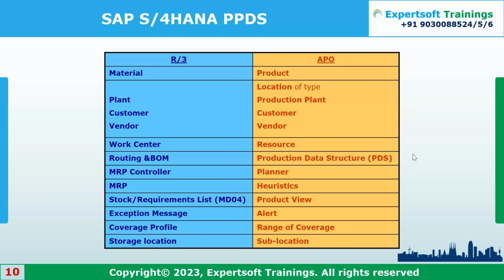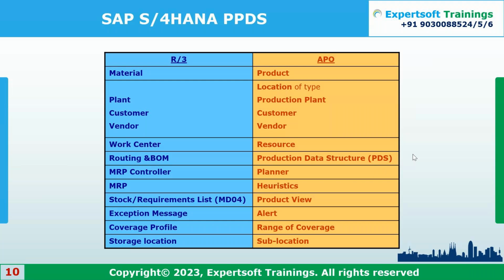We also have some transactions, for example, the stock requirement list, to see the current situation after planning. Similar things we can do in the product view in APO. Exception messages are called alerts. As I told, exception messages are very generic information, but alerts are very detailed. Concept-wise, this is the indication to the planner to fine-tune his planning situation.